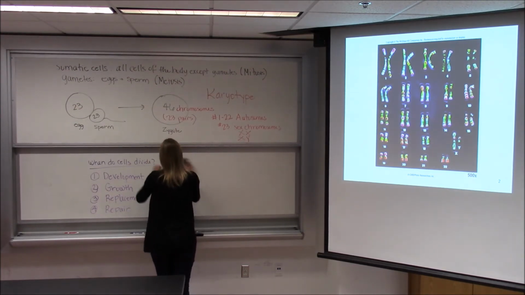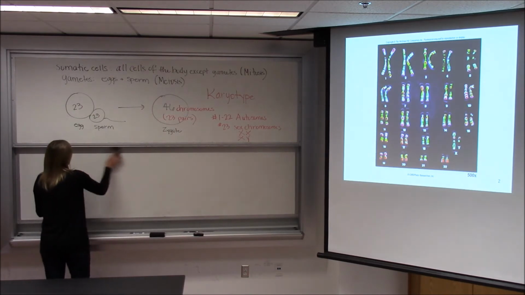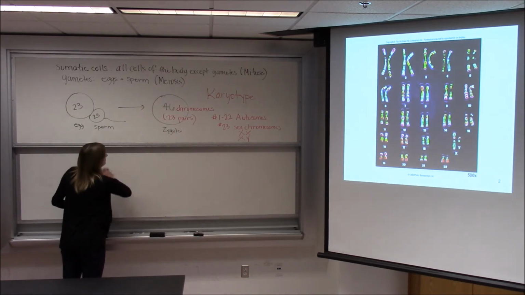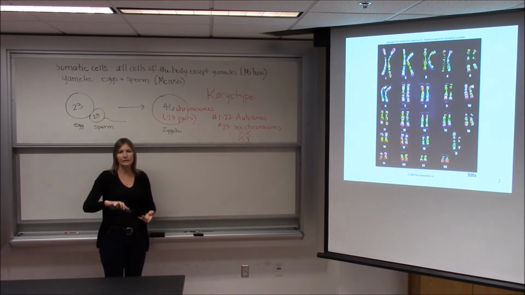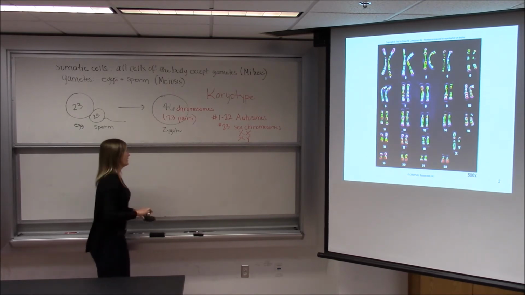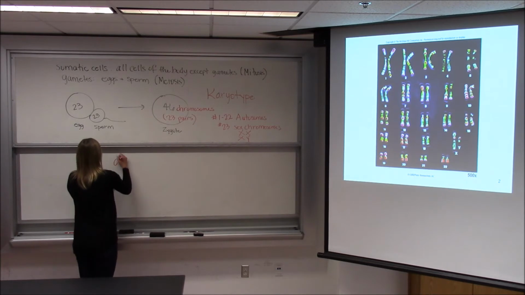Adult humans obviously have gone through all these stages, all these reasons why a cell would divide. They've made gametes, they've repaired things, replaced cells, they've developed and they've grown. All those things. A couple of other terms that are important: diploid and haploid.